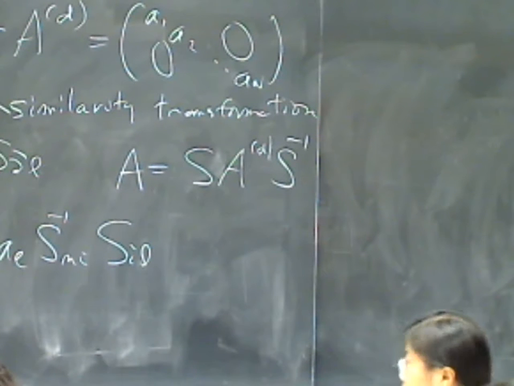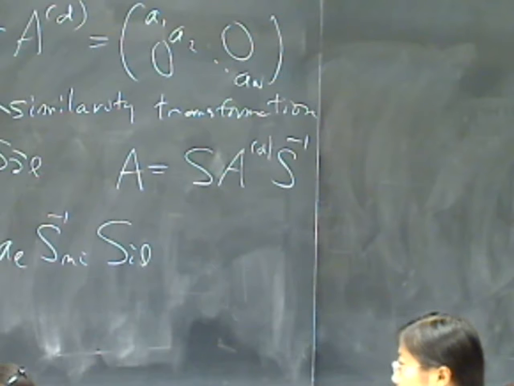Any questions? Yeah. Are the only conditions on S that it has to have an inverse? S has an inverse because its columns are the eigenvectors of the matrix A, and A being non-defective has eigenvectors that are linearly independent. So the columns of S are linearly independent, and that means the determinant can't be 0. So it has an inverse.